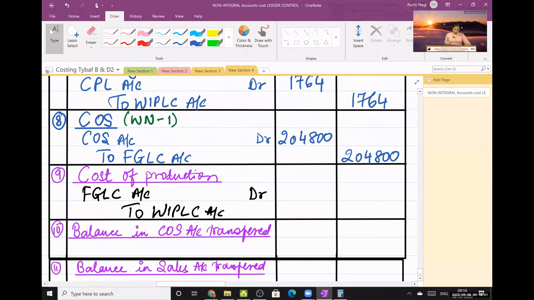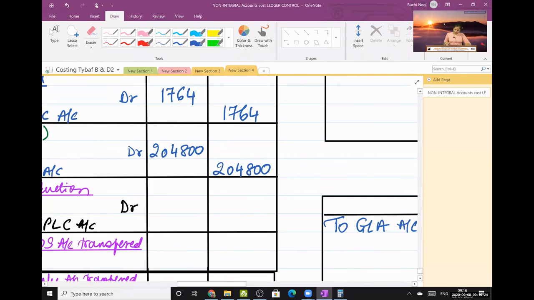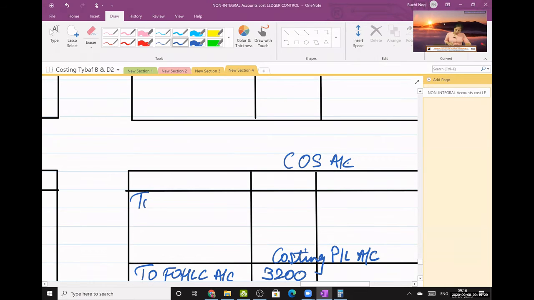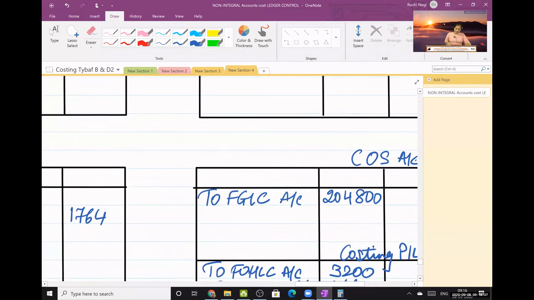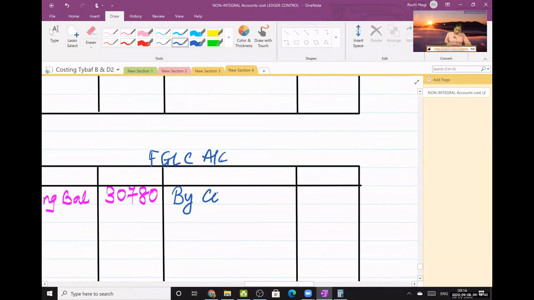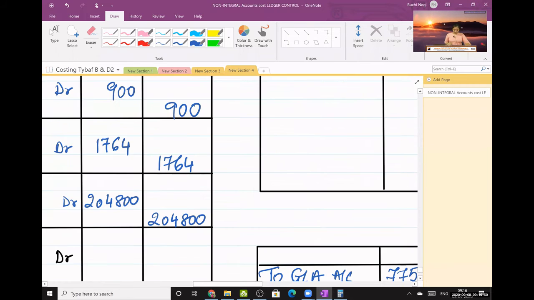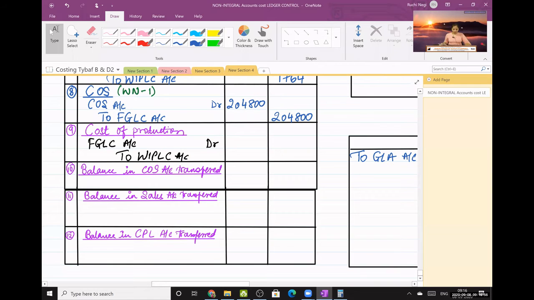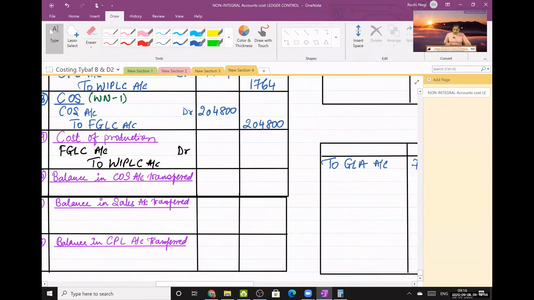Next, cost of sales COS to FG. COS account debit to finished goods ledger control, 2,04,800. Second effect, go to finished goods on the credit side by cost of sales account, 2,04,800. Okay, that's it. So journal entries as per the question are done. The rest we will get as balancing figures.